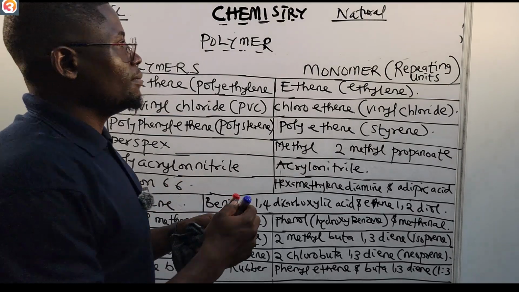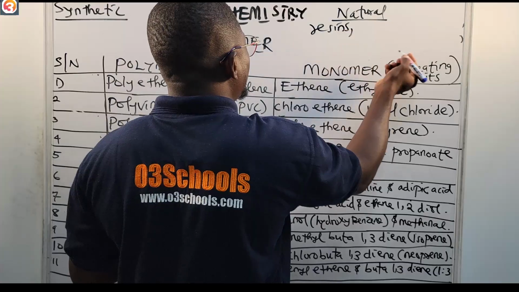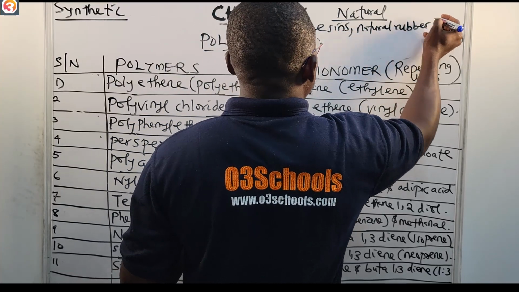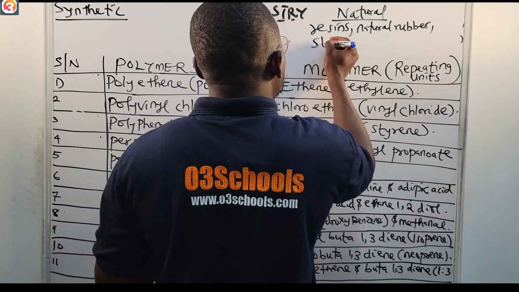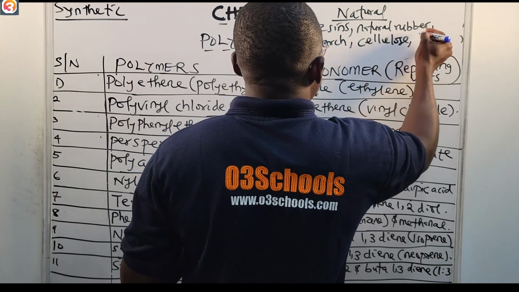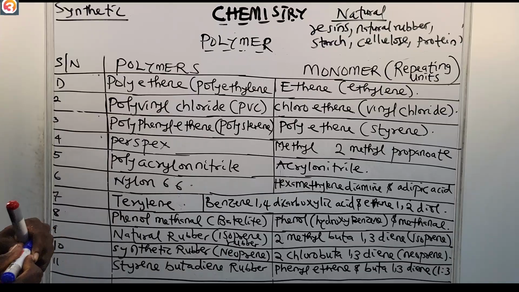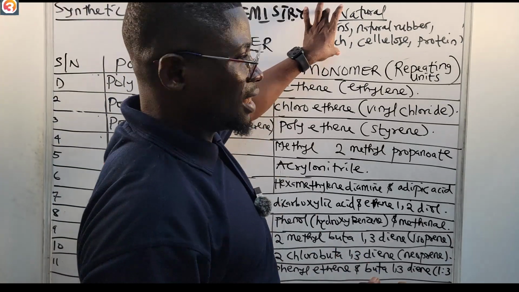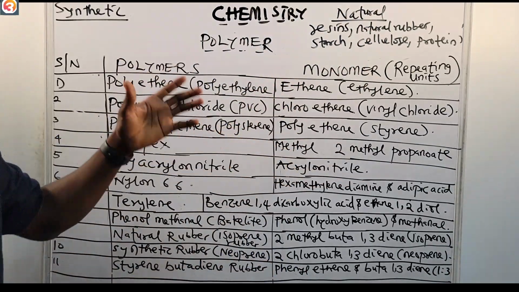Examples of natural polymers include resins. Resins are natural polymers. Natural rubber is an example of a natural polymer. Then starch is also an example. Cellulose is an example. Protein. All these are examples of natural polymers. We say polymers can be natural or synthetic. Examples of natural are resins, natural rubber, starch, cellulose, and protein.